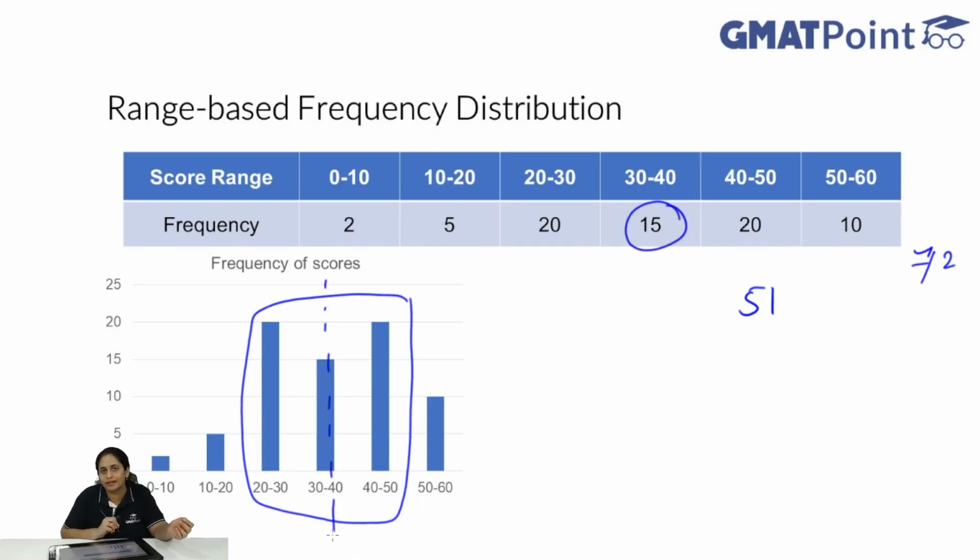So this has to be where the median is, which is between 30 to 40. The median has to lie in the 30 to 40 range for sure. It cannot be in the 20 to 30 range, nor in the 40 to 50 range, because the middle value is in this particular range.